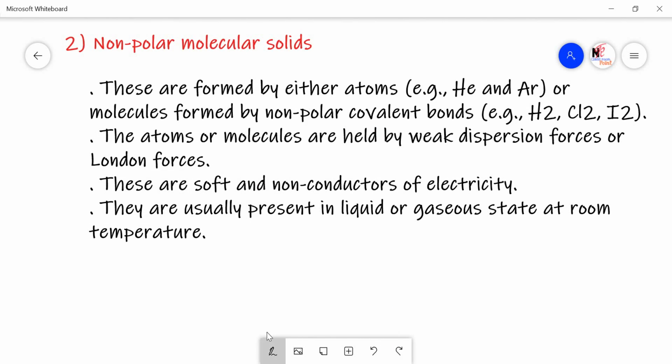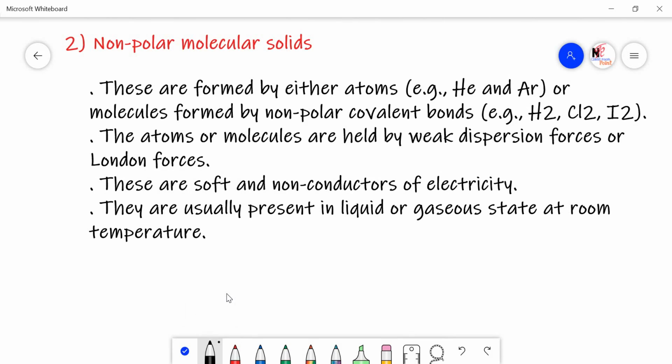Now let us see about the non-polar molecular solids. Non-polar molecular solids are formed by either atoms or molecules. Atoms means noble gases. Molecules means non-polar molecules. Polar molecules, non-polar molecules. Here polar molecules means, just now we have taken HCl, is a polar molecule. It's a molecule where poles are formed. Partial positive charge, partial negative charge.